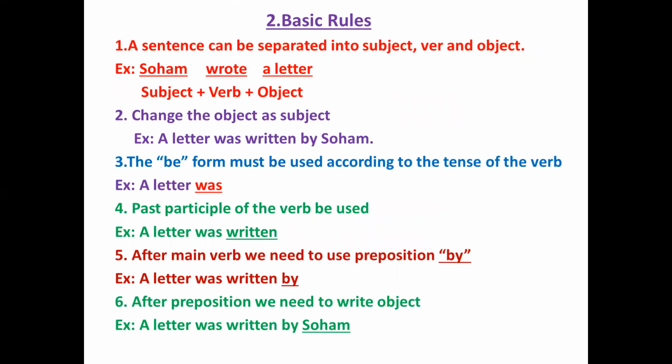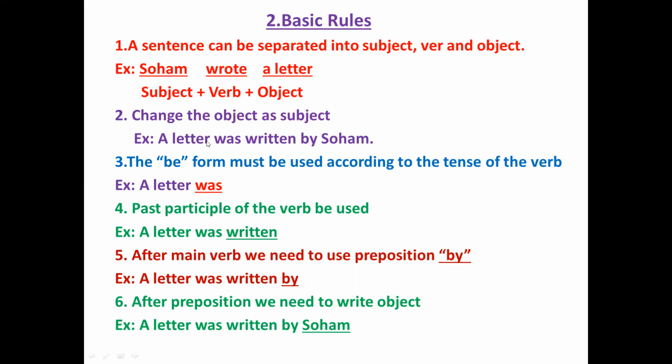Now you can see the basic rules, how active voice changes into passive voice. First rule, a sentence can be separated into subject, verb and object. I have shown you here an example: Soham, subject; wrote, verb; a letter, object. Second rule, change the object into the subject. So in this sentence, what is the subject? Soham. Verb is wrote, object is a letter.